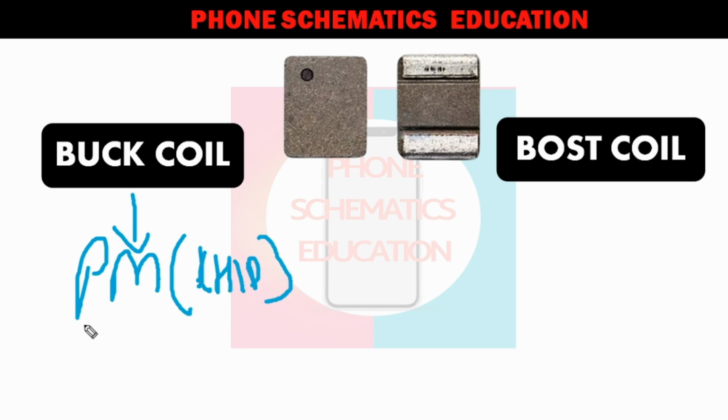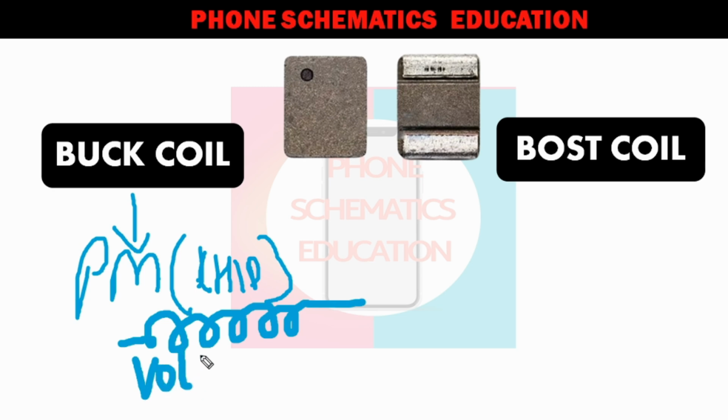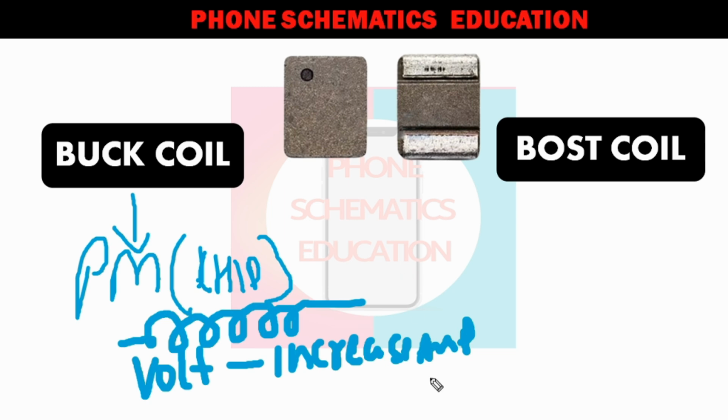The buck coil is made with thick wire, like this, with thick wire around it, right? So a buck coil is used to decrease the voltage and increase the current, the ampere. That's why it's used in a power section near the power IC.